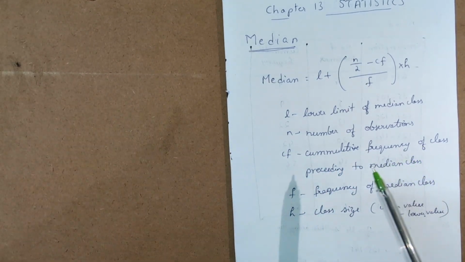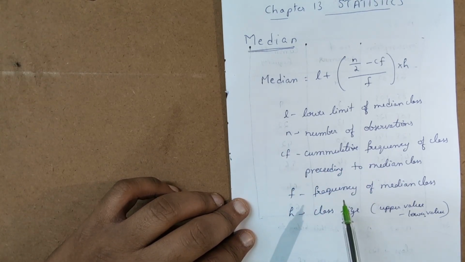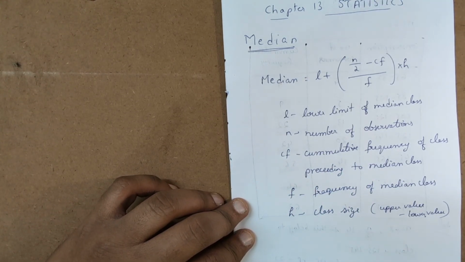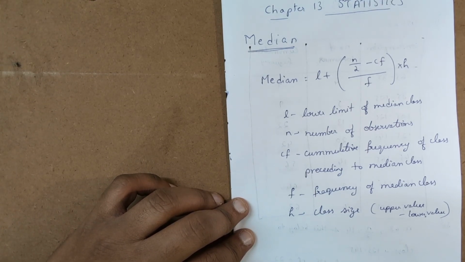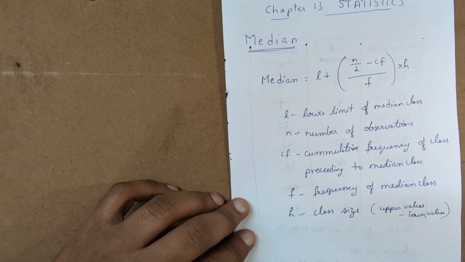limit of the median class, n is the number of observations, Cf is the cumulative frequency of the class preceding the median class. Suppose we have 10, then the median class is the fifth one, then the fourth cumulative frequency you have to consider here. Whereas f is the frequency of the median class and h is the class size, that is upper value minus lower value of the particular class.